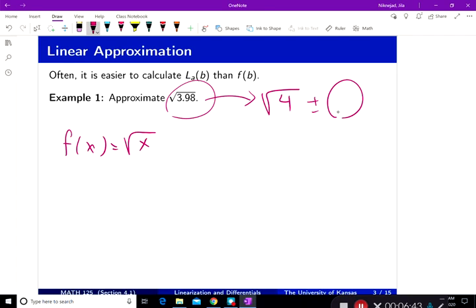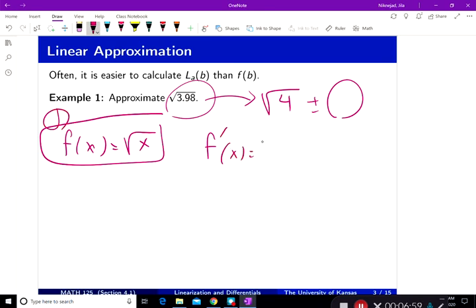Let's just stick with Calc 1. How do we do this in Calc 1? I know this is my function. Let's find the derivative of that. So the first step, you decide on the function. Then you find the derivative of that, which is 1/2 of x to the power negative 1/2.